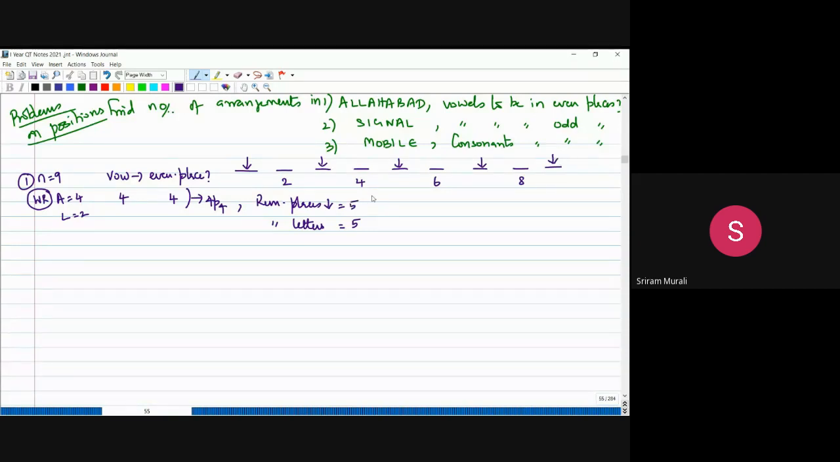In the word Allahabad, 9 letters are there. Even places are 2, 4, 6, 8. So we fixed it in 4P4 ways. Remaining places must be equal to 5, and remaining letters should be equal to 5. If this is not balanced, then we are going wrong. So this can be arranged in 5P5 ways. So the required arrangement will be 4P4 into 5P5 divided by 4 factorial into 2 factorial.